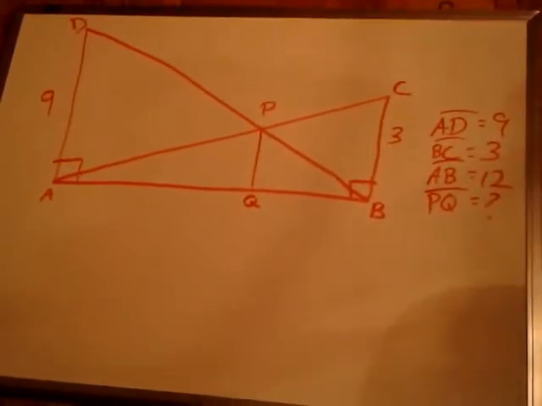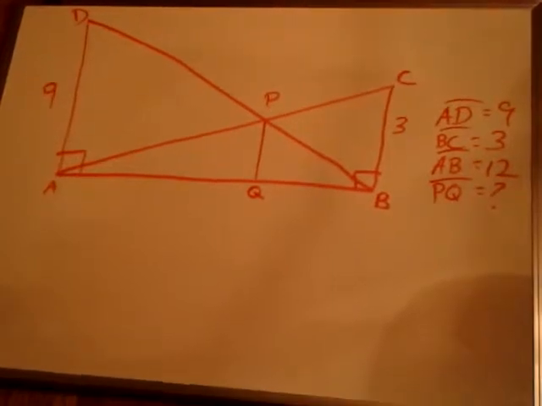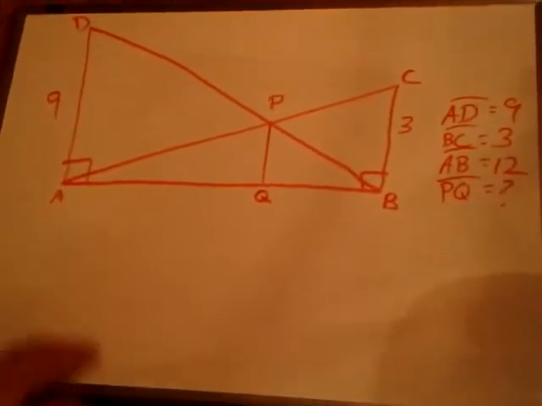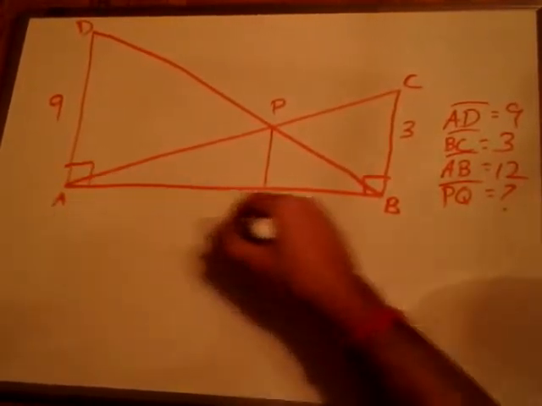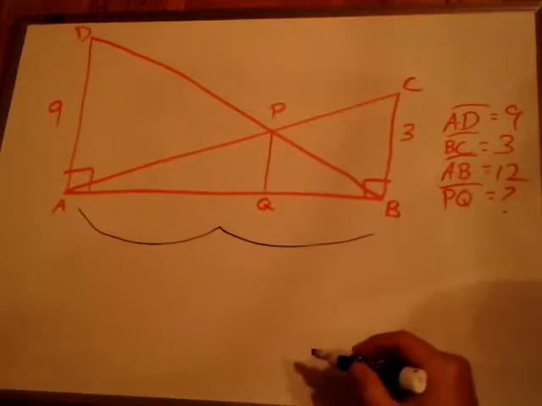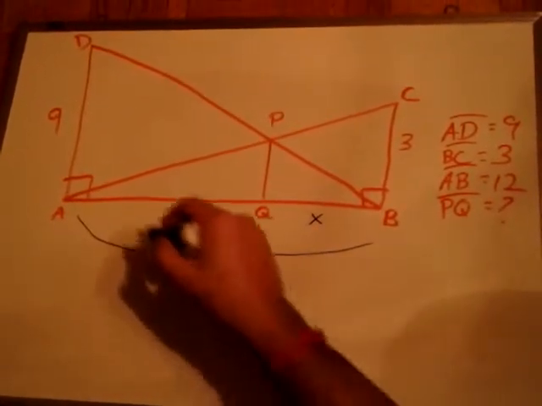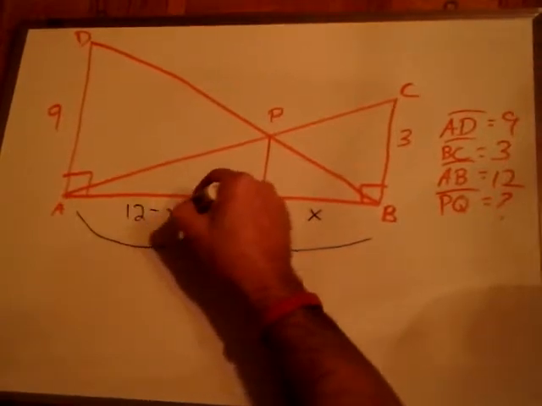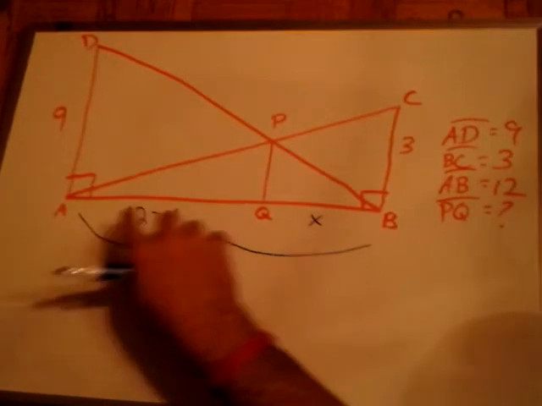Okay, so we're back and let's fill in what we have and see if we can make any kind of sense of this thing. They put the 9 there for us, they put the 3. We know all of this is 12, so that we know is 12. I'm just going to make this x and I'm going to make this 12 minus x, because this plus this, the whole thing is going to be 12.